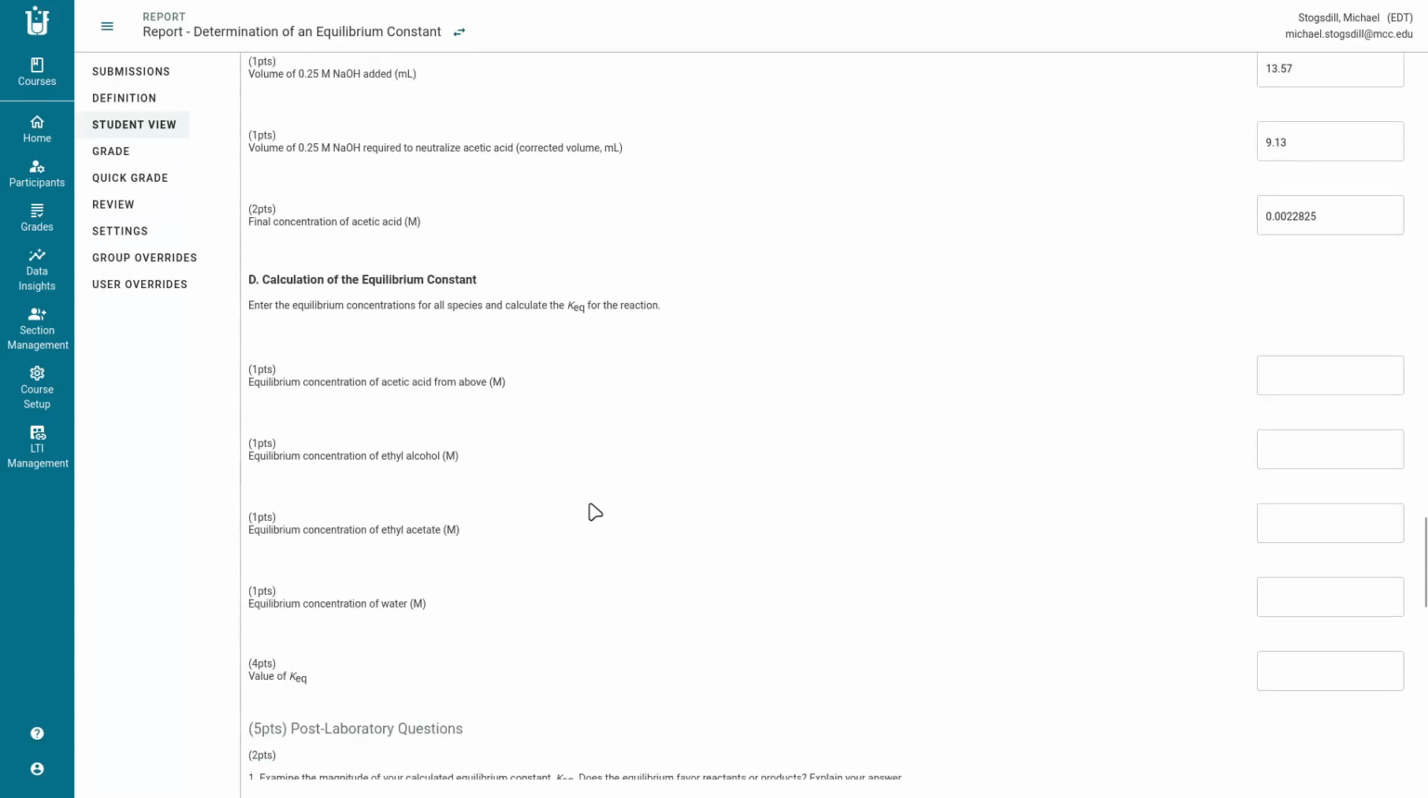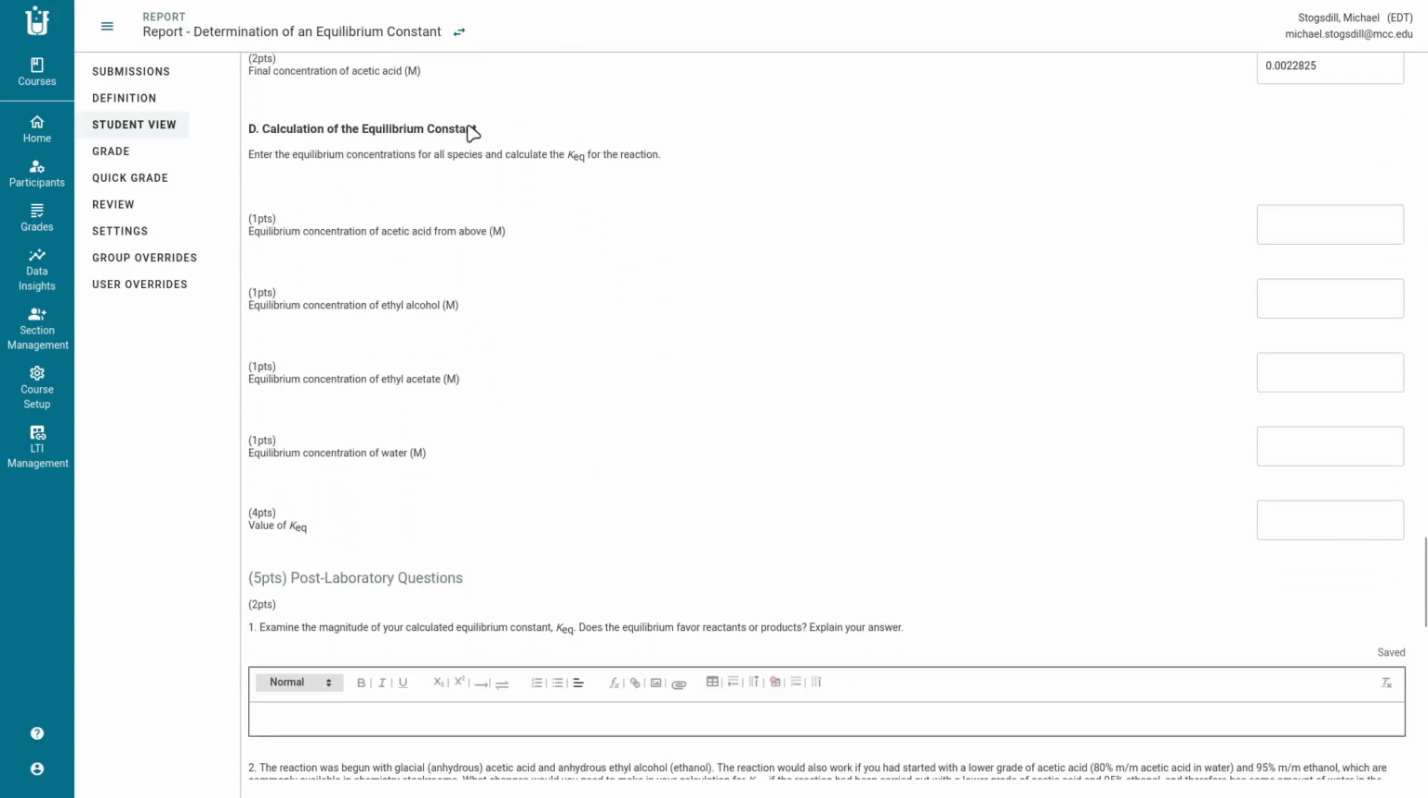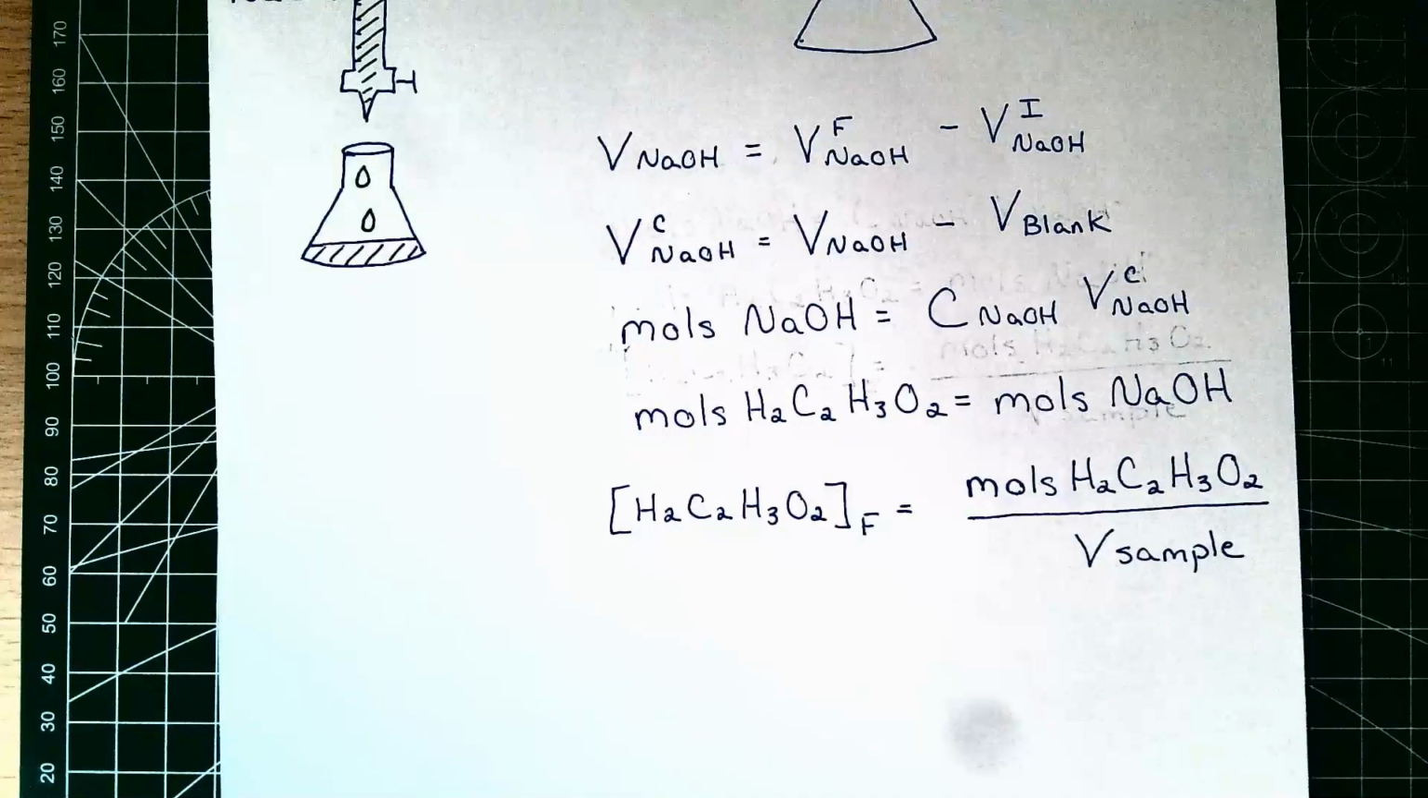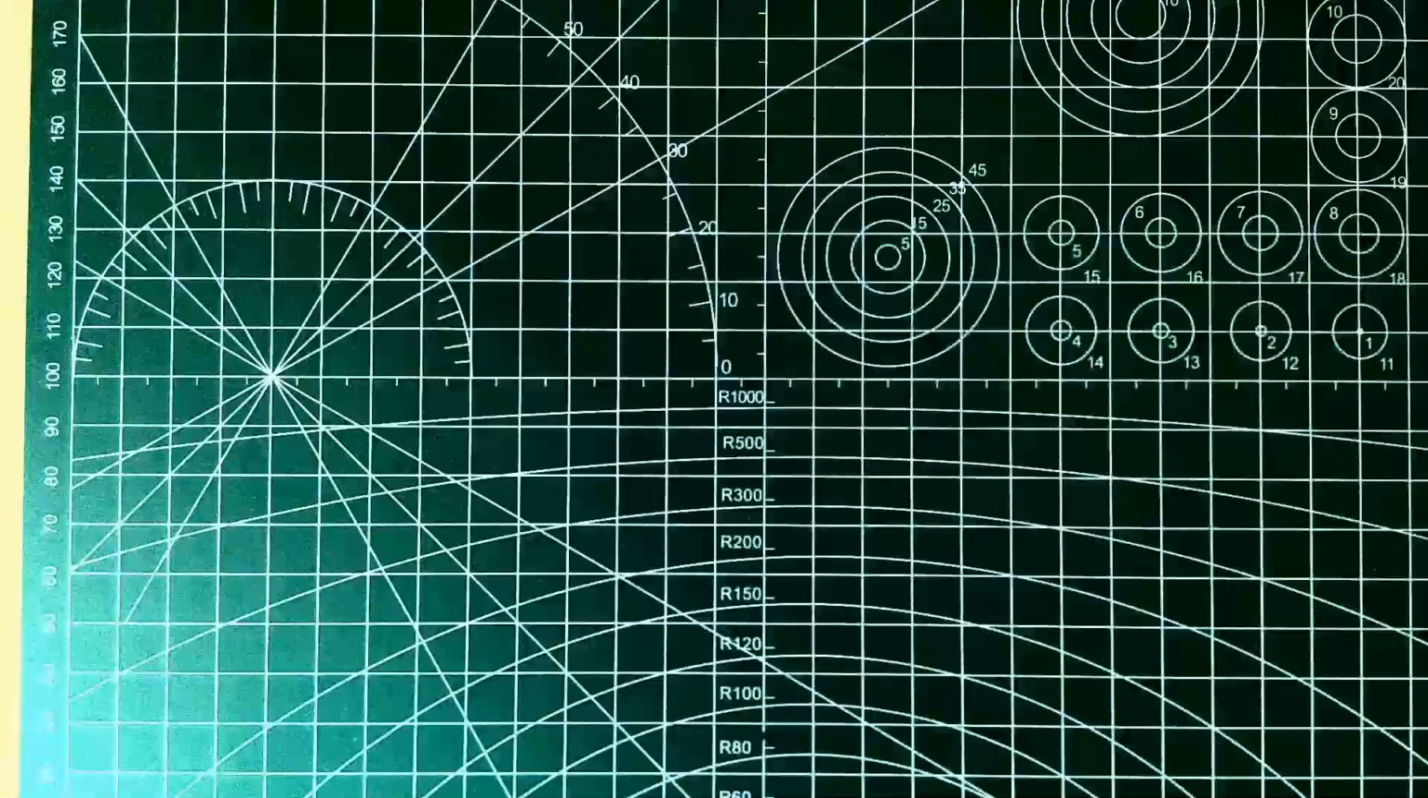The next thing that we're asked to do is to calculate the equilibrium constant. Now, this is a little tricky for people sometimes.